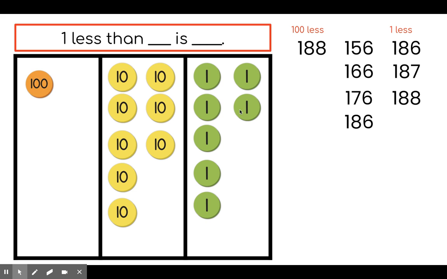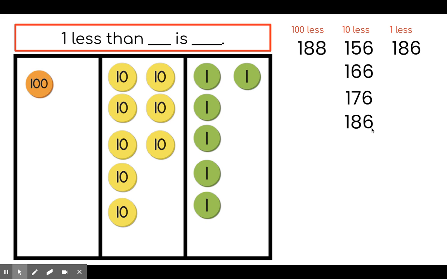Watch this green 1 place value disc disappear. Ready? Gone. 1 less than 187 is 186. We now have 186. Let's try taking away some tens.